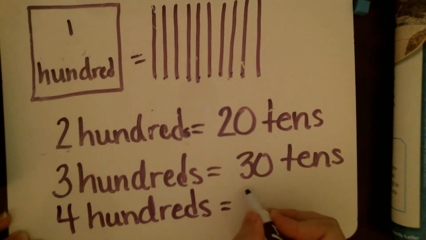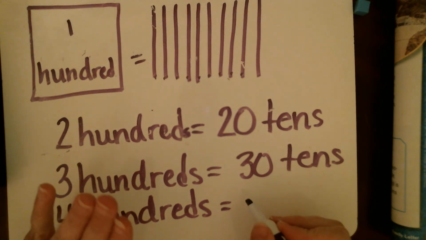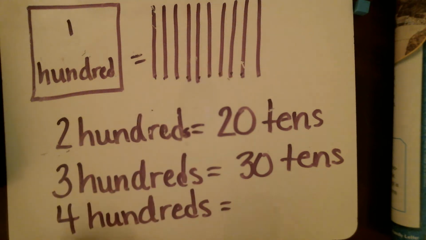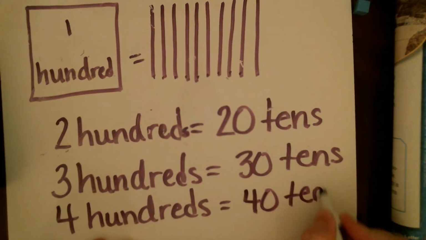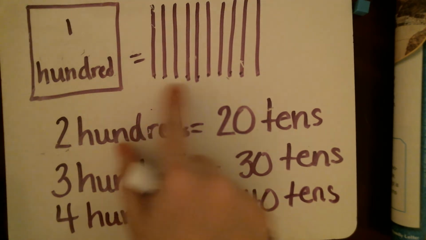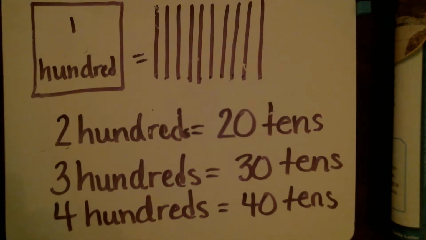And that's how many tens? If each one is 10, count by 10: 10, 20, 30, 40. You guys starting to see the pattern now? Okay. Because remember, when we have 10 tens, we can squish them together and make one of these 100 tiles.